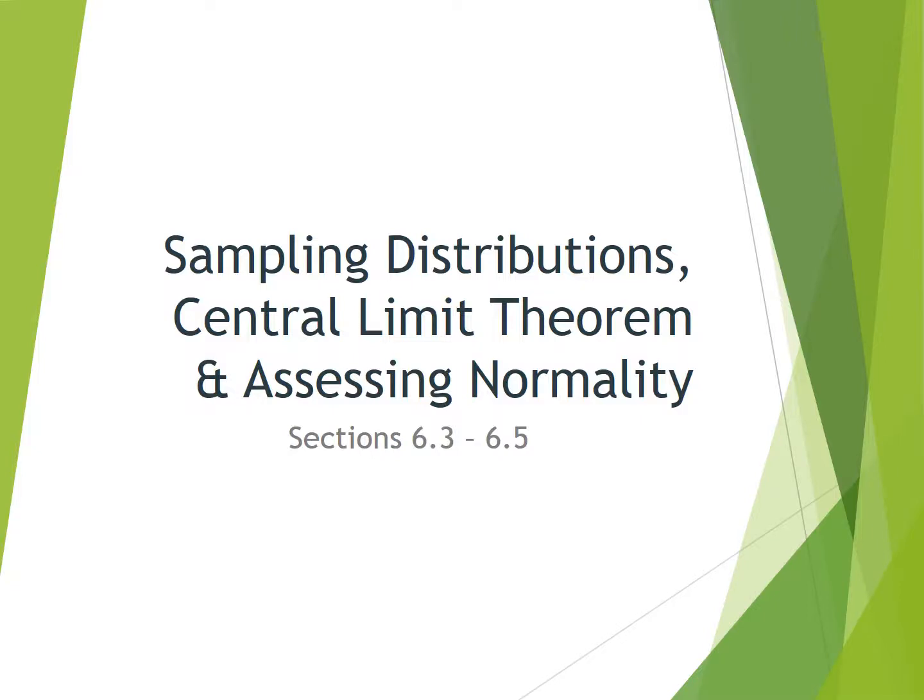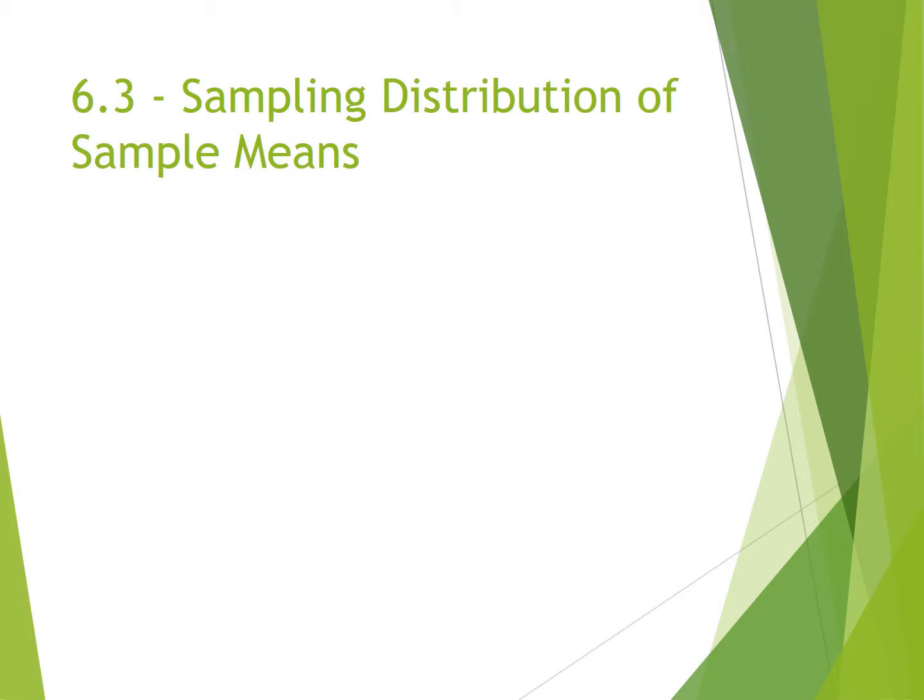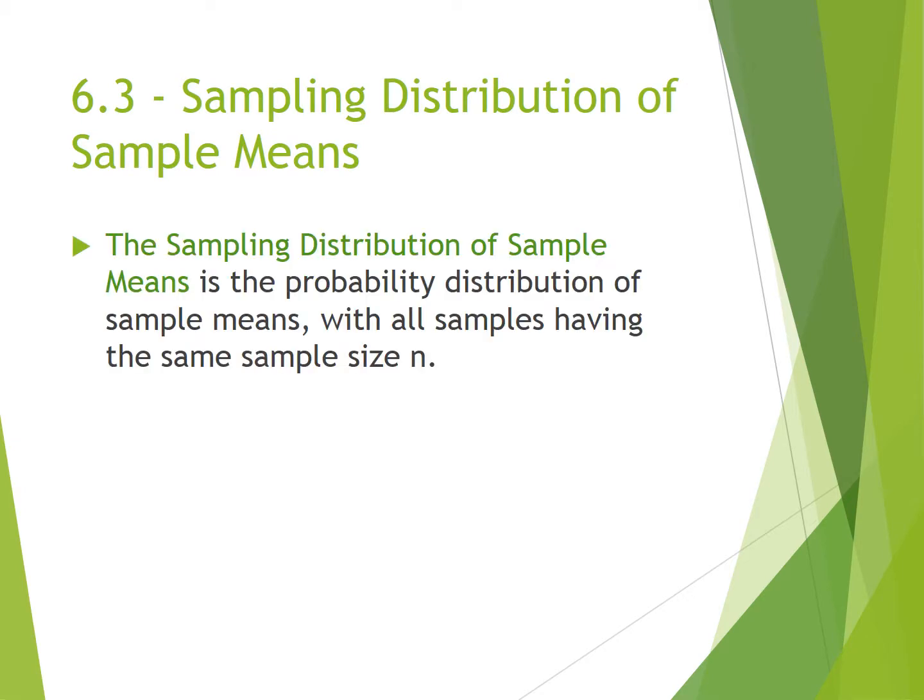6, and here we're going to be looking at the sampling distribution and the central limit theorem, and then in the very end assessing. So the first thing we need to do is sampling distribution of sample means. It is a probability distribution of sample means, so we're going to have a bunch of samples. We're going to take the mean of each of these samples, and these sample means will be our values for our samples.